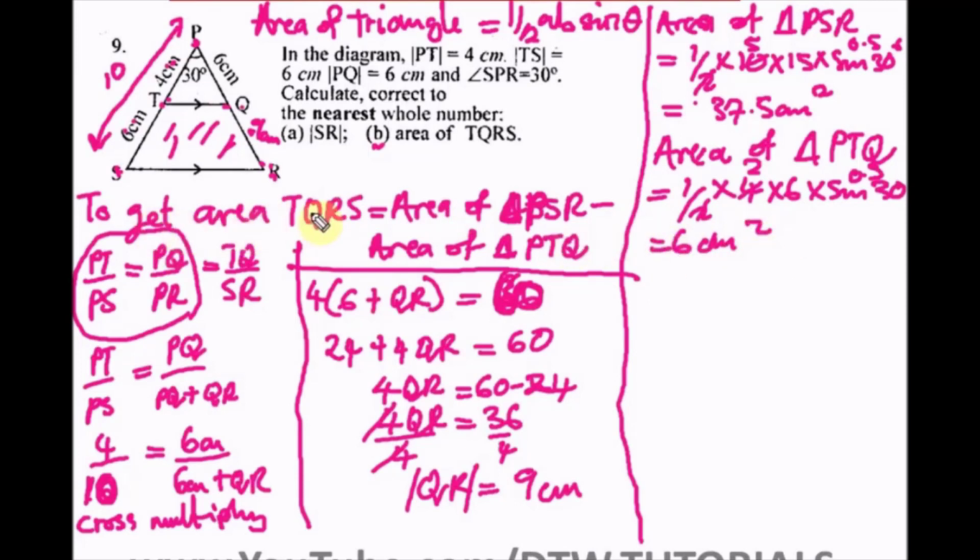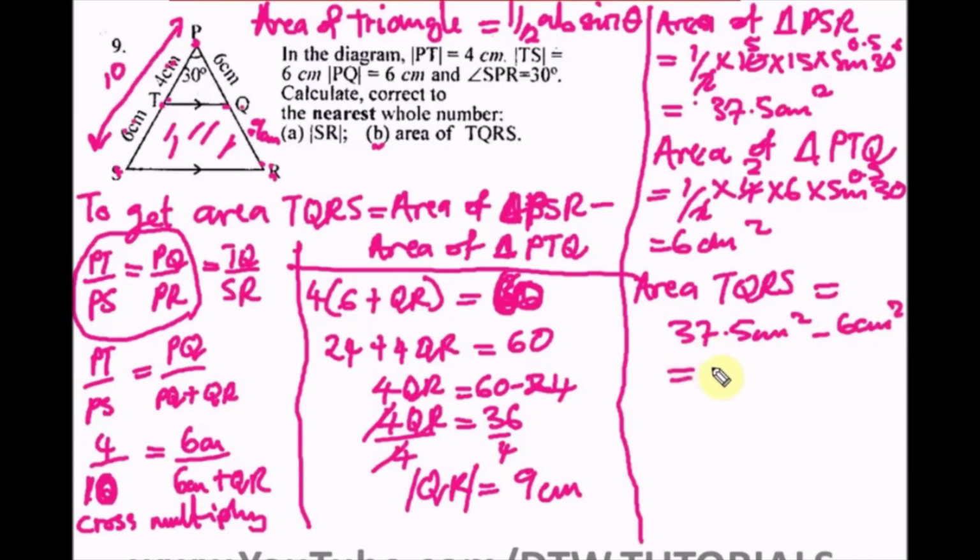So from here to get our area, you say area TQRS is equal to 37.5 centimeters square minus 6 centimeters square. And what would this give us? This will give us 31.5 centimeters square.